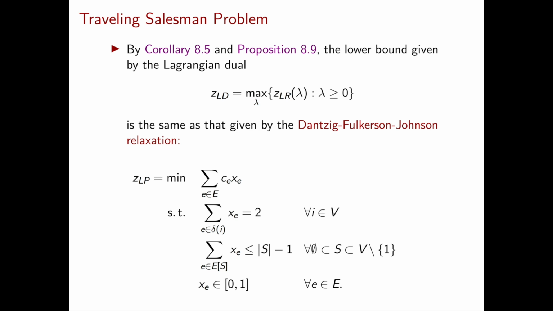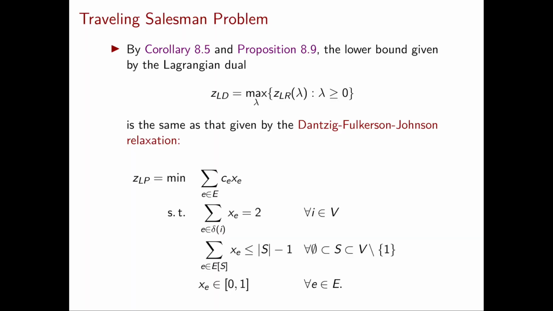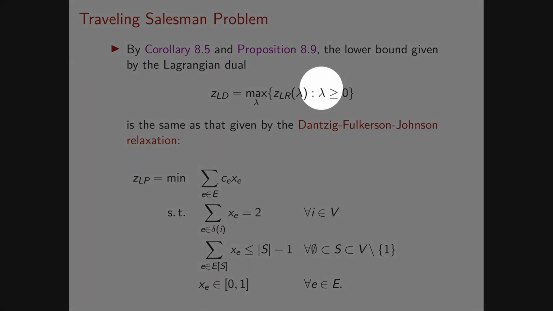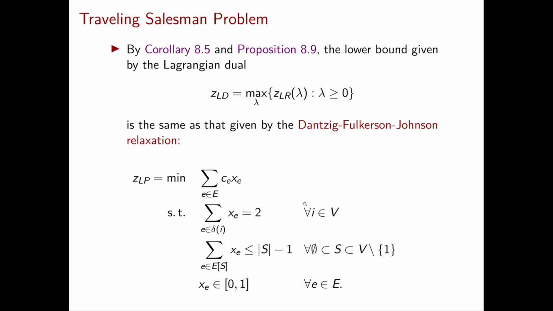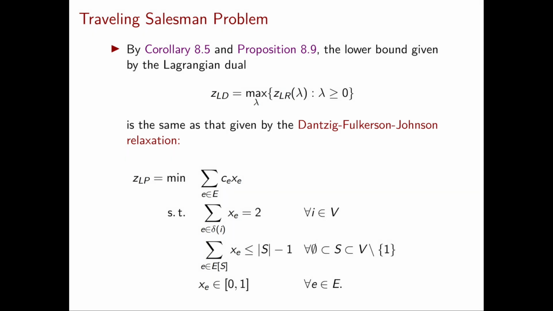On the other hand, something that you can do in practice very quickly that will not necessarily give you ZLD, but maybe a good approximation, is just generate a bunch of lambda non-negative and solve the corresponding ZLR lambda and pick the best among them. Of course, this will not be the best among all possible ZLR lambda, but just over a finite subset of them. So it will not be quite as good as ZLD, but in practice, maybe this serves as a good approximation of ZLD. So this concludes our discussion on the Lagrangian dual.